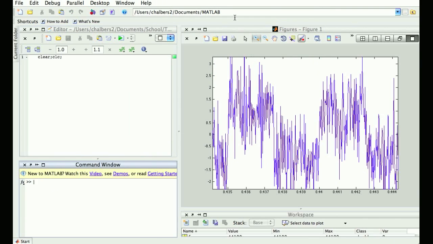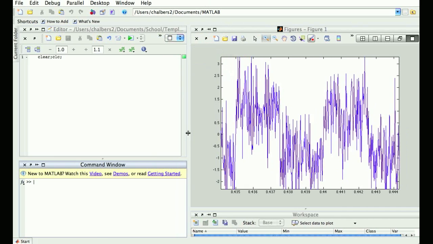Oh, look at this. I forgot to plug it in. No wonder you can't see what I'm seeing. All right, let's try that again.